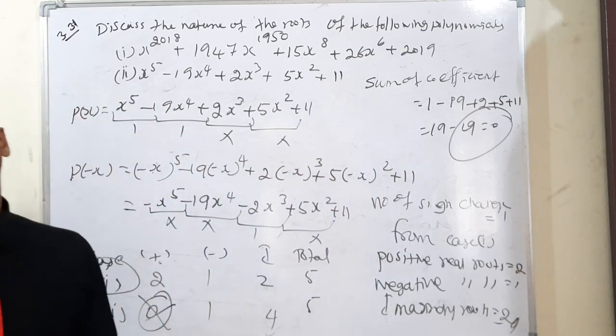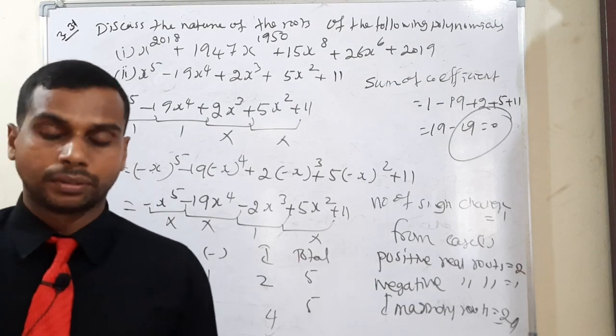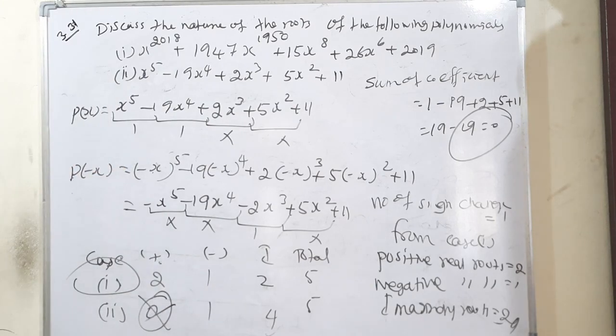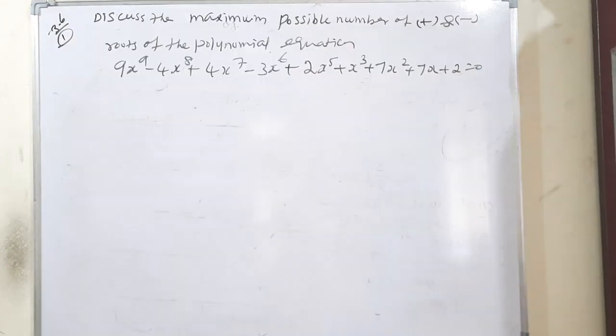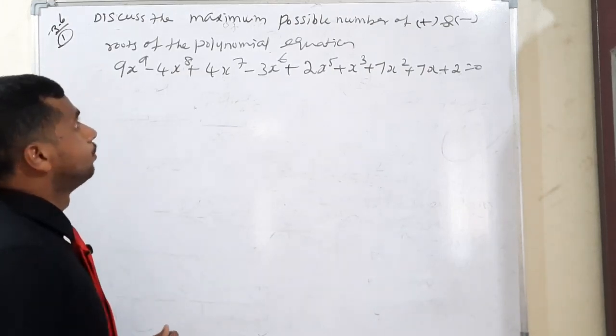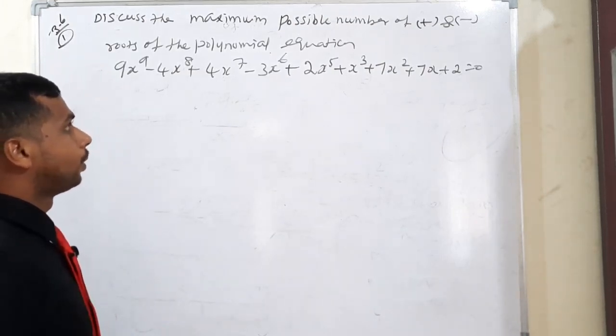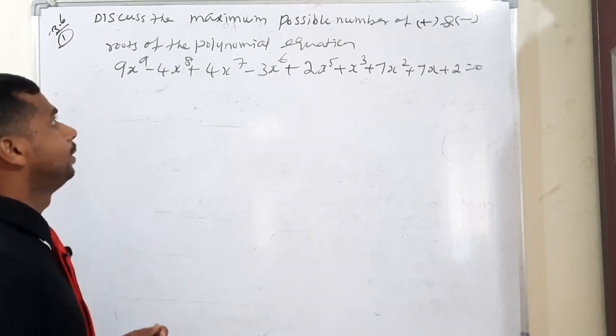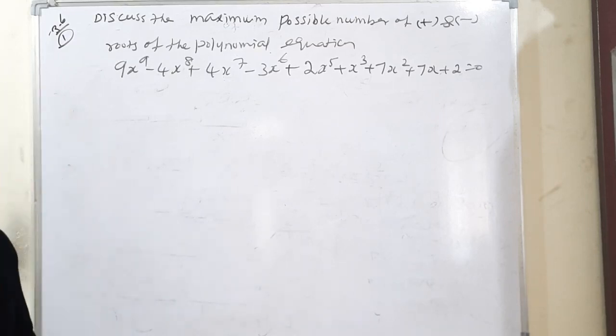Okay, I will continue the last exercise from chapter number 3. Question number 1 from exercise 3.6. Discuss the maximum possible number of positive and negative roots of the polynomial equation.